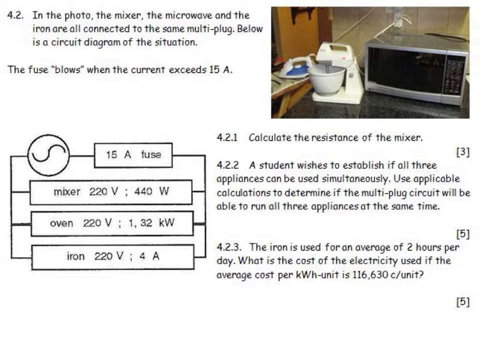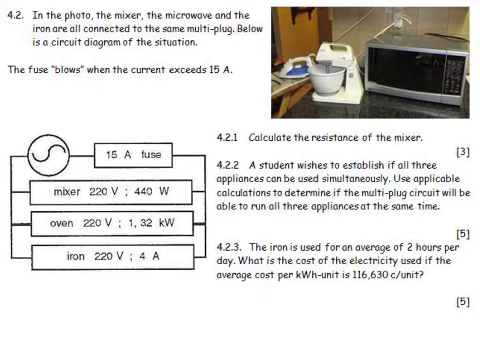In the photo, the mixer, the microwave, and the iron are all connected to the same multiplug. And here is a circuit. The fuse blows when the current exceeds 15 amps. Okay, because all of that current would go through there. Calculate the resistance of the mixer.